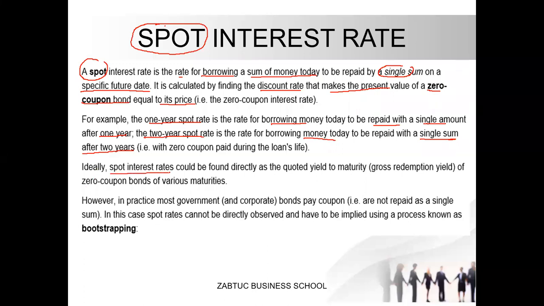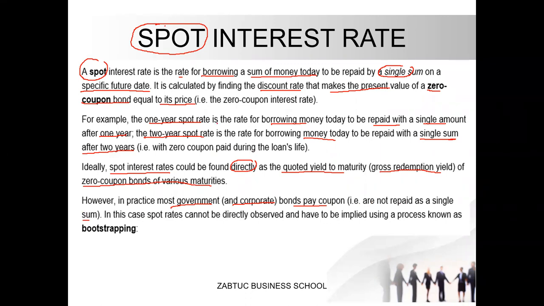Ideally, the spot interest rates could be found directly as the quoted yield to maturity, gross redemption yield of a zero coupon bond of various maturities. However, in practice, most government and corporate bonds pay coupon, that is, are not repaid as a single sum.